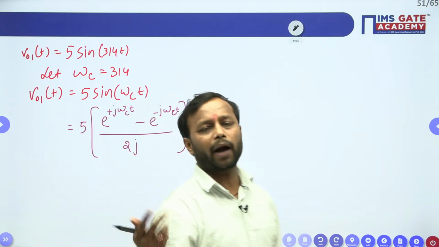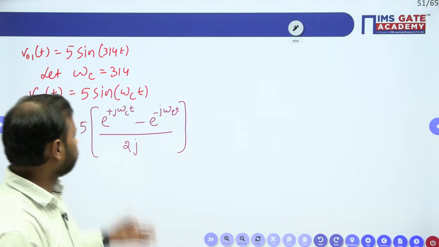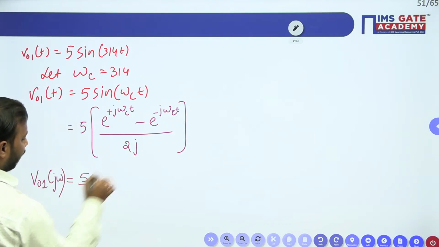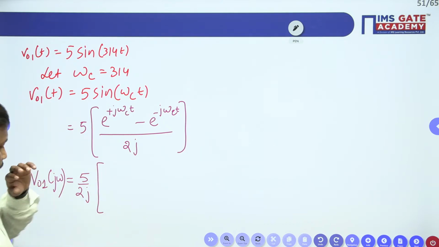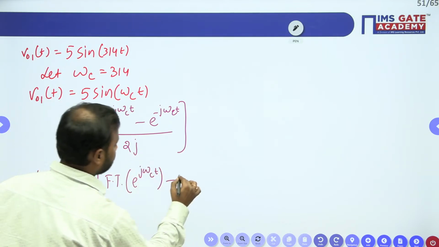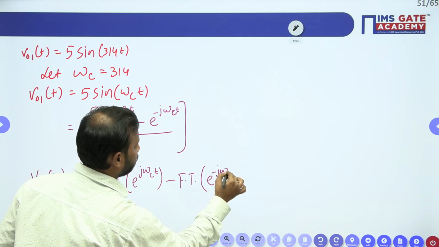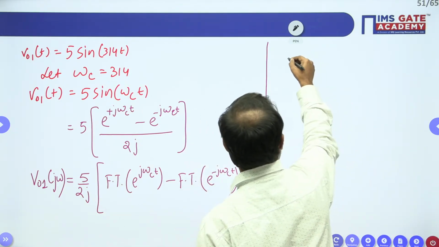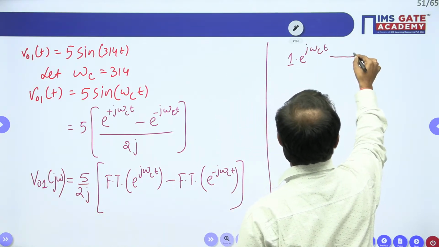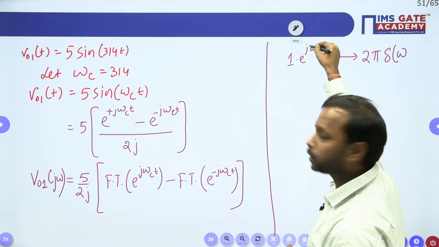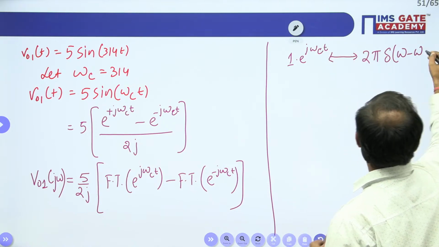Simple. Sine theta is e to the power j theta minus e to the power minus j theta divided by 2j. The same thing I have written here. So take the Fourier transform on both sides. What we have? Here we will have V01 j omega. Here 5 divided by 2j, and the Fourier transform of e to the power j omega c t minus the Fourier transform of e to the power minus j omega c t. Now by using the duality principle, the Fourier transform for this is 2 pi del of omega minus omega c.